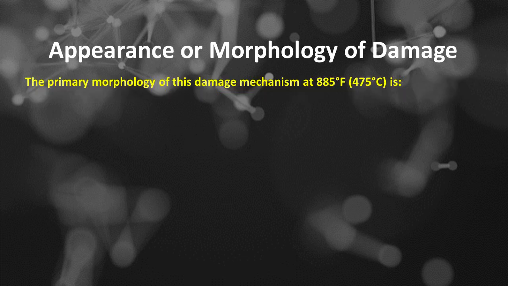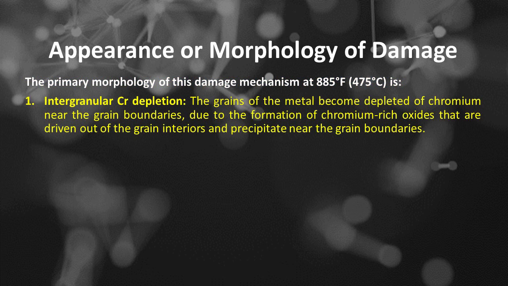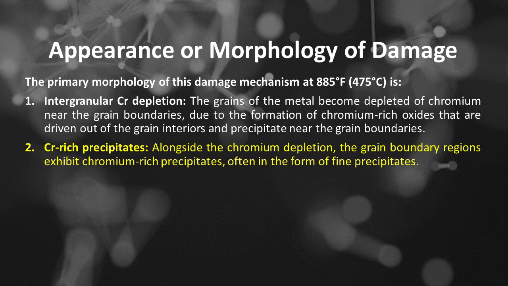The primary morphology of this damage mechanism at 885 degrees Fahrenheit or 475 degrees Celsius is: Number 1 is intergranular Cr depletion. The grains of the metal become depleted of chromium near the grain boundaries, due to the formation of chromium-rich oxides that are driven out of the grain interiors and precipitate near the grain boundaries. Number 2 is Cr-rich precipitates. Alongside the chromium depletion, the grain boundary regions exhibit chromium-rich precipitates, often in the form of fine precipitates.